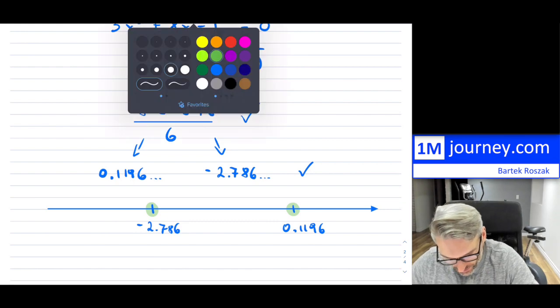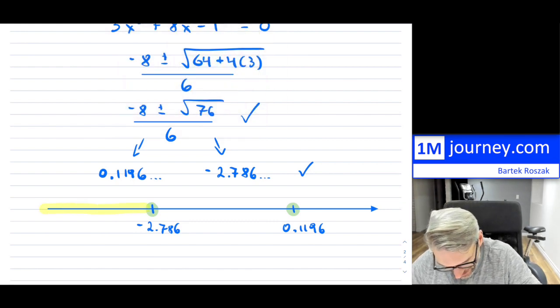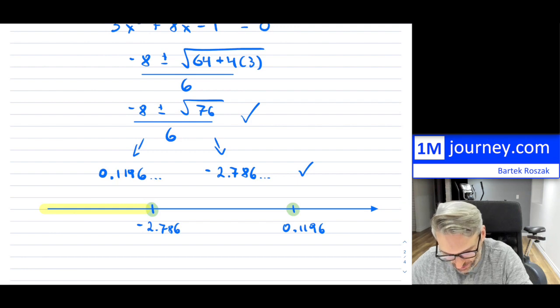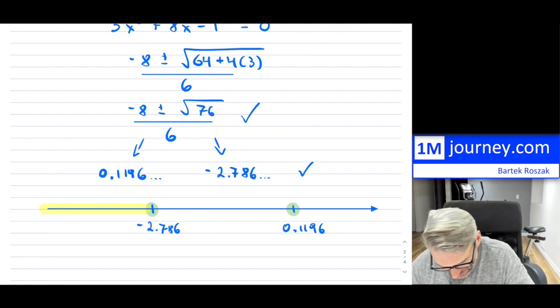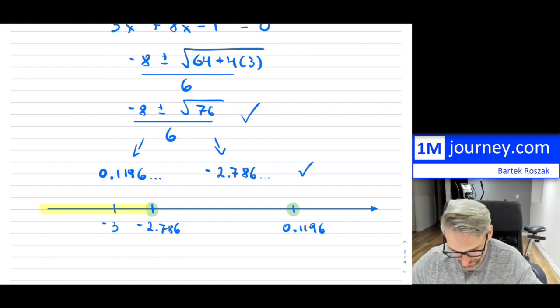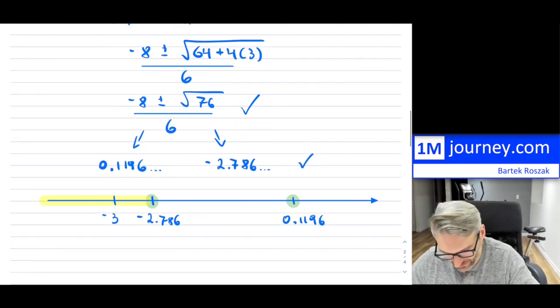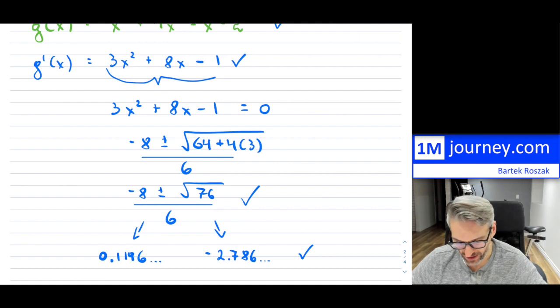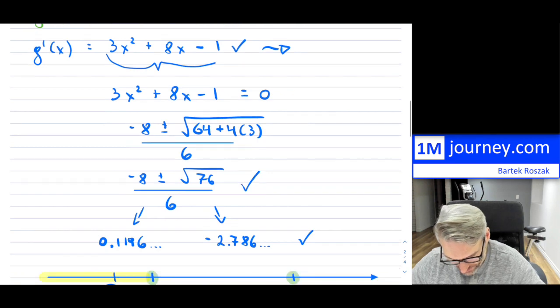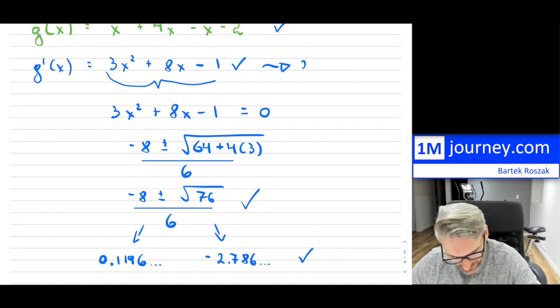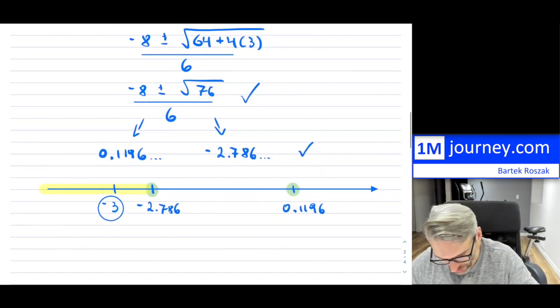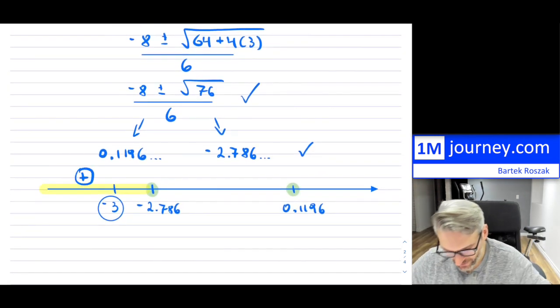Now what we want to do is find, to the left of that, and you can pick any test point that you like. So let's say I'll pick a test point of -3. I want to know what happens if I substitute -3 back into my derivative to see what it will give me. So if I substitute it back in, it's going to be 9, 27, minus 24, minus 1. So I guess this is going to be positive, right? So it's positive 2. So on this side, the derivative is positive.